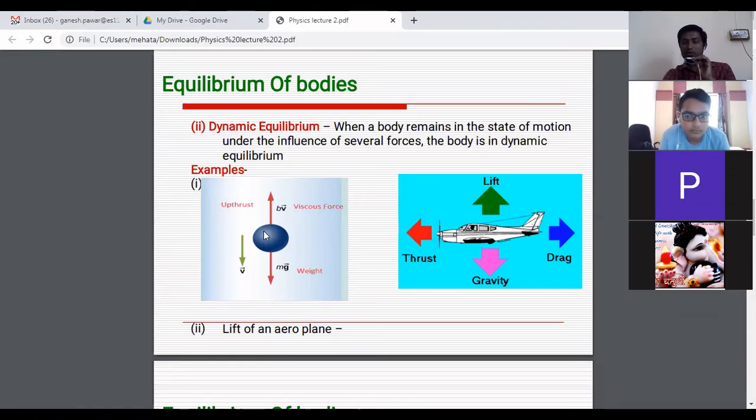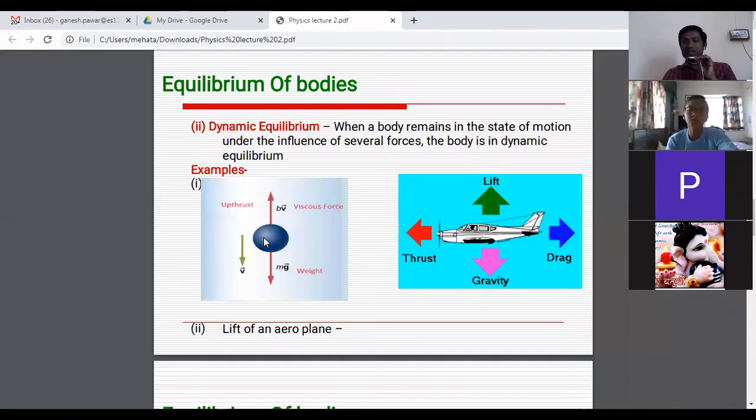Zero. And you know Newton's first law: when no force is acting on the body, either the body is in a state of rest or the body is moving with uniform motion. So in this case, the net force acting on the body is zero and the body will be in uniform motion.